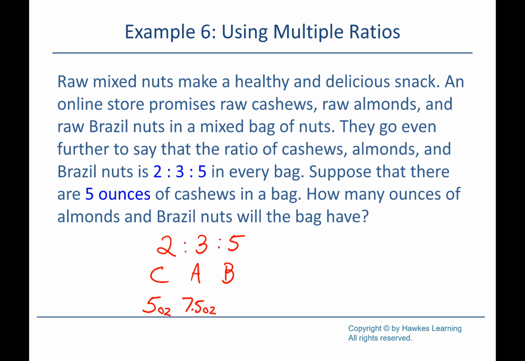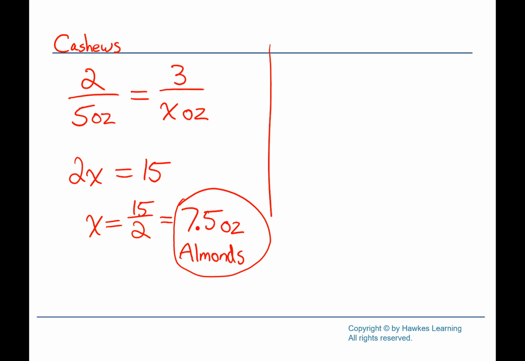To me, I think I would rather work with the number 5 than the number 7.5, so I don't get that decimal in there. I think I'm going to set it up the same way we did the last one. So I'm going to have 2, my ratio number for cashews, over 5. Then I'm going to skip over the middle part. I'll have 5 as my ratio number for Brazil nuts, and then X again. If you wanted to use the number for almonds, you can. I'm going to do it this way.